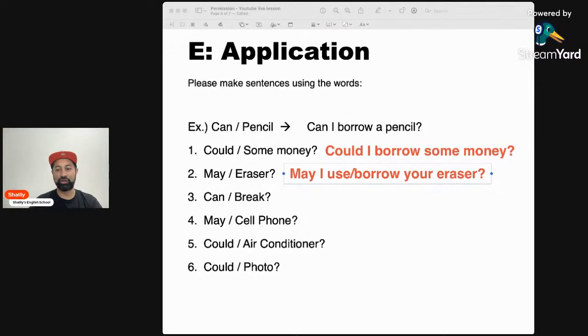All right, so number 3, can and break. And the hint I'm giving you, break is not a verb. I'm not going to break something. This is a noun. Who can make a question for number 3? Can and break. So remember, it's can I, can I.